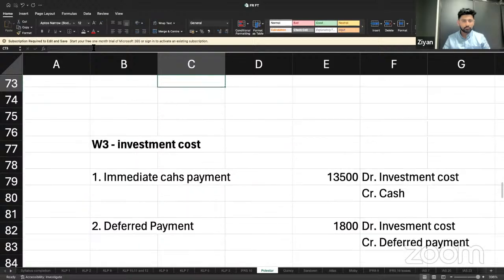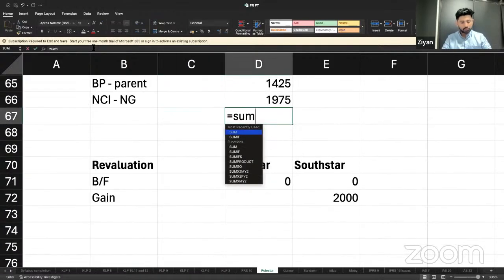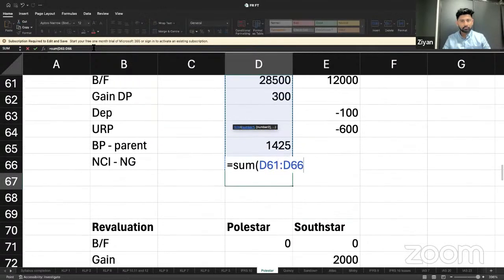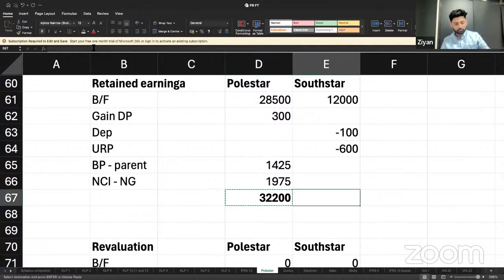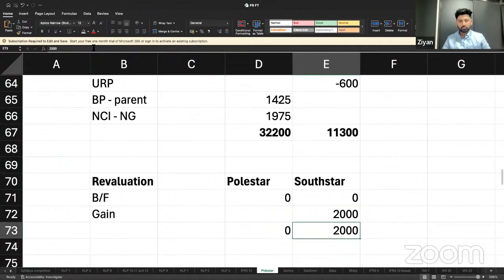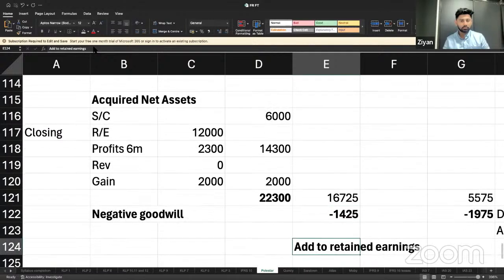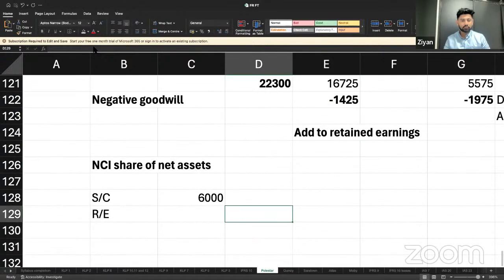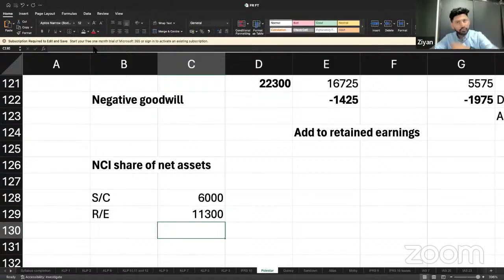Come here. Equals sum. Copy paste. So 11,300. Equals 11,300. Do I have anything else to take?